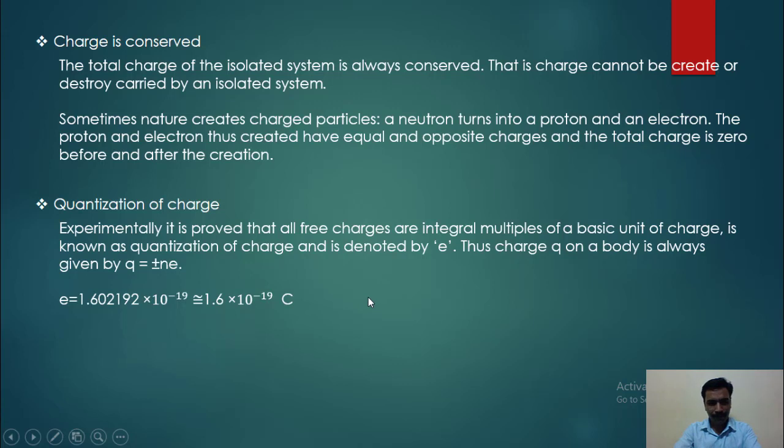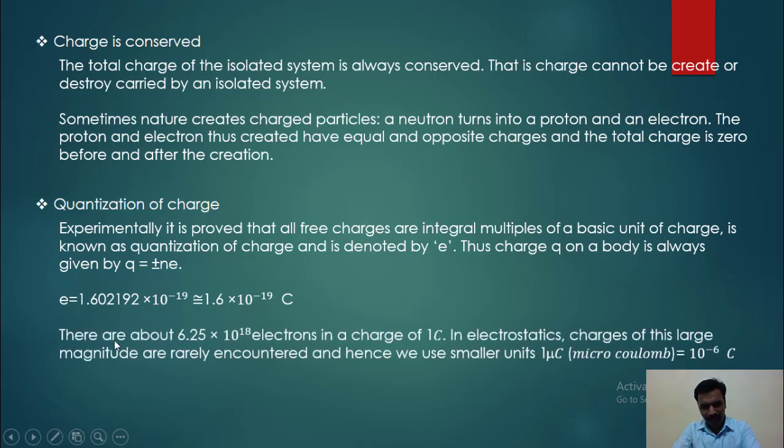That's it. Now there are about 6.25 into 10 raised to 18 electrons in a charge of 1 coulomb. Why are we calculating this? Because a charge of 1 coulomb is never found or come across, since it is a very large value of charge. Now, how many electrons does 1 coulomb of charge carry? That can be calculated by the same formula. Okay, let's do this calculation.